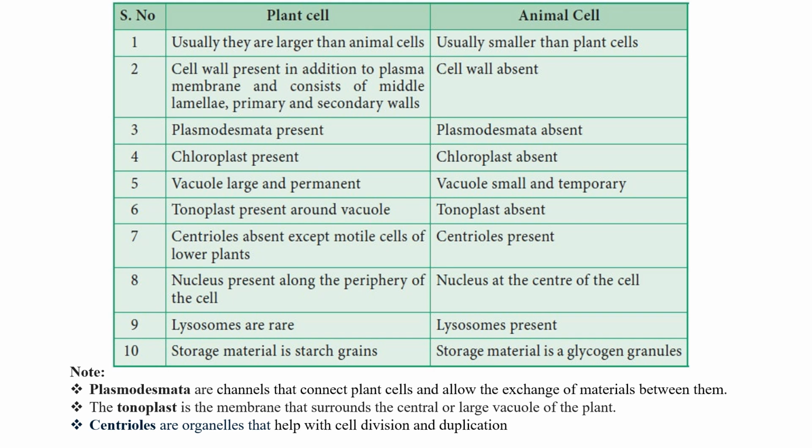In the plant cell, the lysosomes are rare, but in the animal cell, the lysosomes are present. The lysosomes are called suicidal bags. In the plant cell, the storage material is starch grains, whereas in animal cells, the storage material is glycogen granules. These are just differences between plant cells and animal cells.